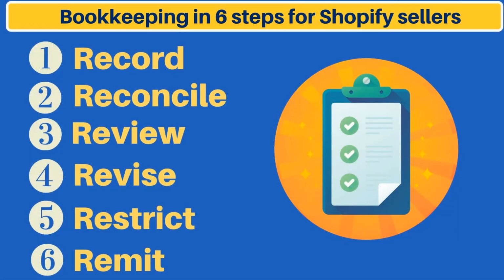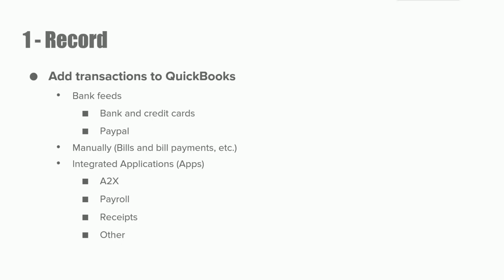The 6 monthly steps for doing your bookkeeping every month are record, reconcile, review, revise, restrict, and remit. Let's take a look at each one. First one is record. We're going to add transactions to QuickBooks. And for many of you, you're probably familiar with doing that through the bank feeds in QuickBooks.